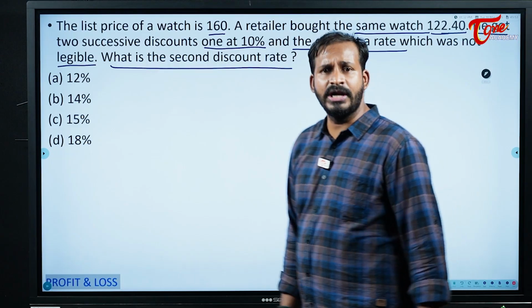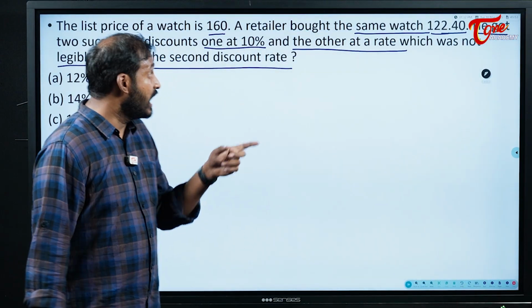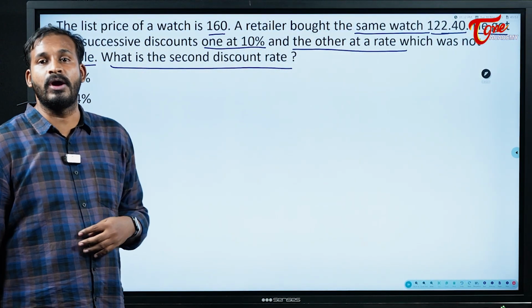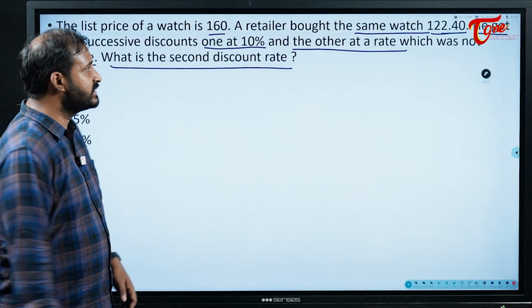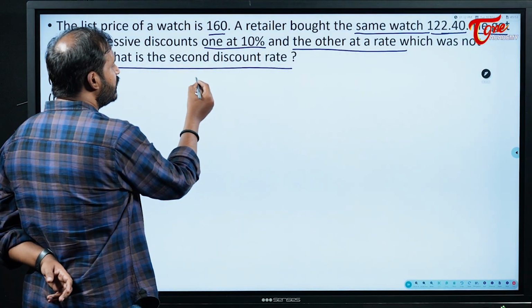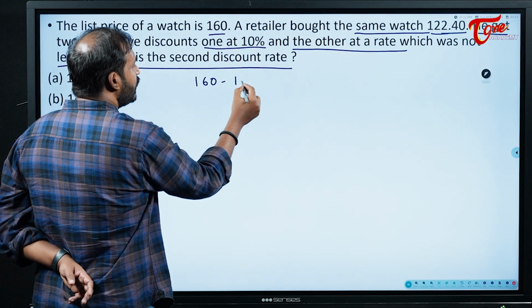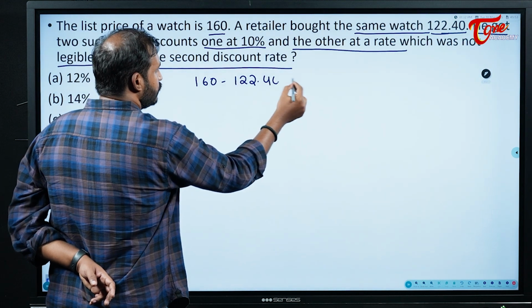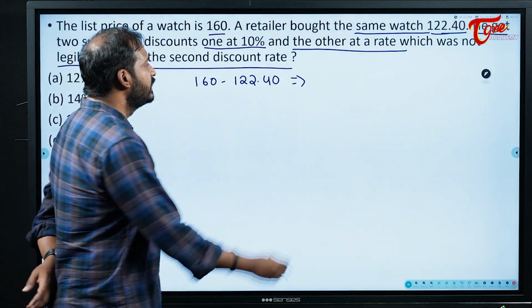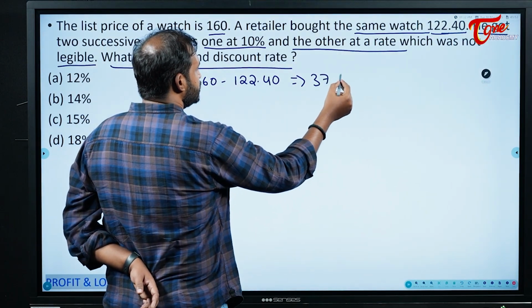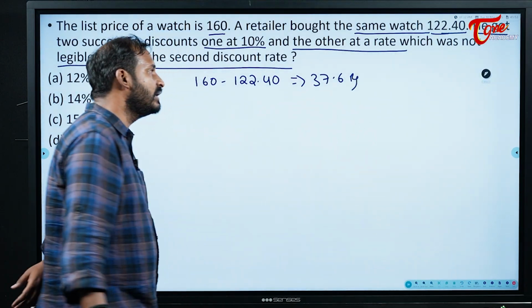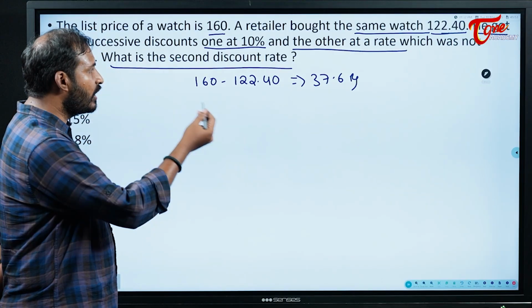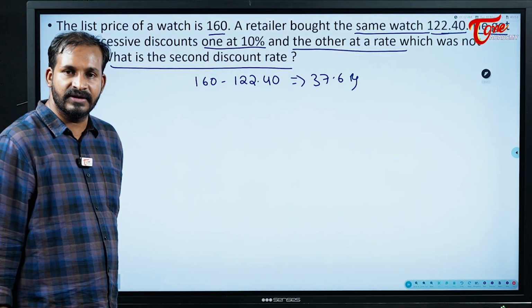Now see here, it was written as 160 and he purchased it for 122.40. That means how much discount did he get? 160 minus 122.40 is equal to what you will get? 37.6 rupees is the discounted value which he got here. So, find out what percentage 37.6 is for us.